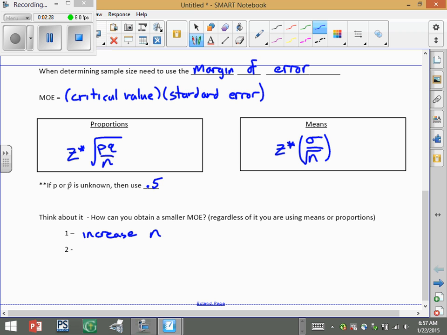The other way to make a margin of error smaller: how did you make your interval smaller? Think about it, pause, dramatic pause. A smaller interval came from a smaller critical value. In other words, you decrease your confidence level. Think about it, the z star for 95% is a lot smaller than the z star for 99%. So what does this look like?